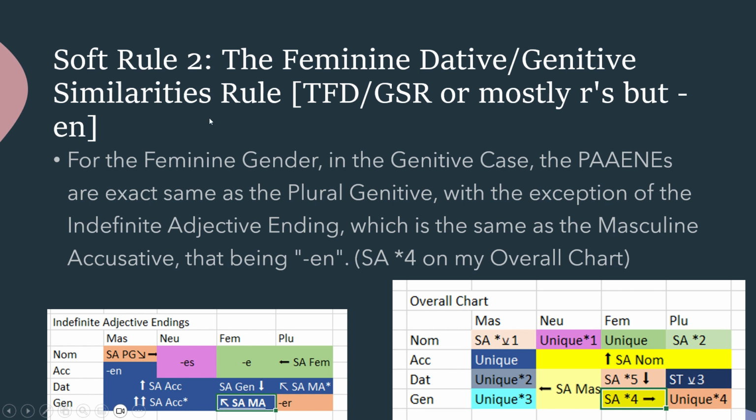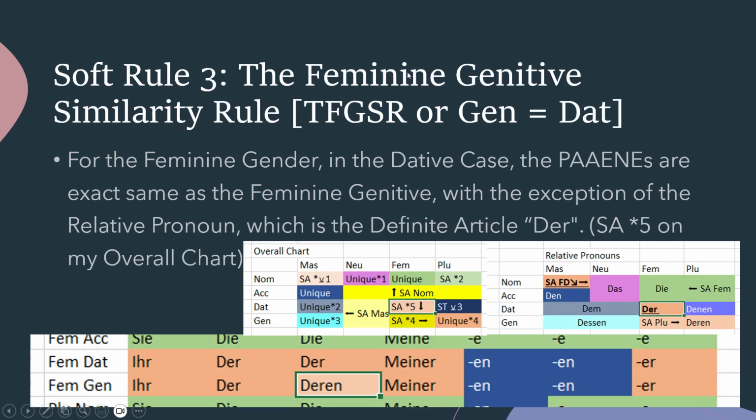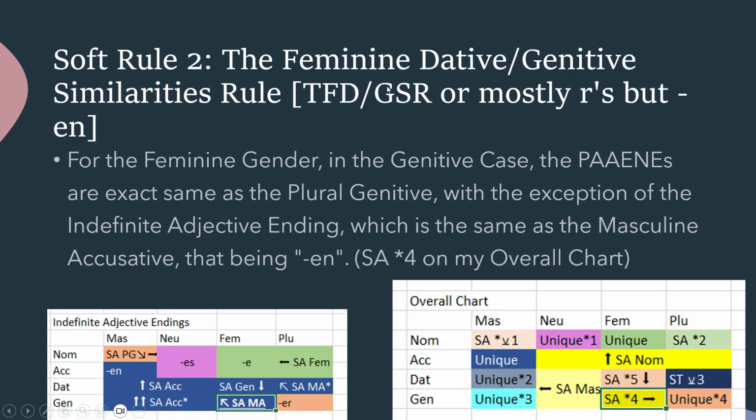Also, this is wrong, isn't it? This isn't the feminine dative genitive similarities rule. This is the feminine plural genitive similarities rule. The feminine plural, yeah, that's what it's supposed to be. The feminine plural genitive similarities rule. Whoops, typoed. Yeah, my bad.